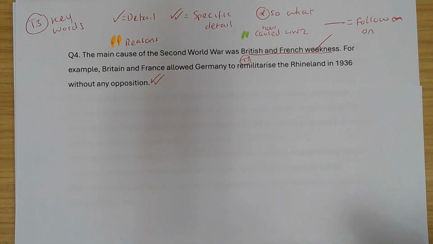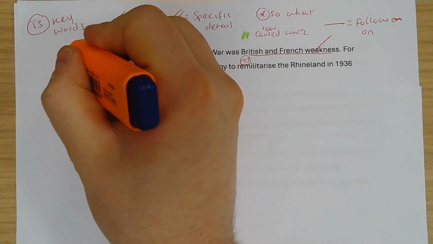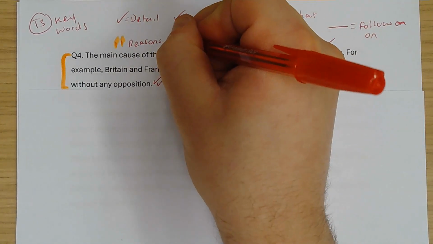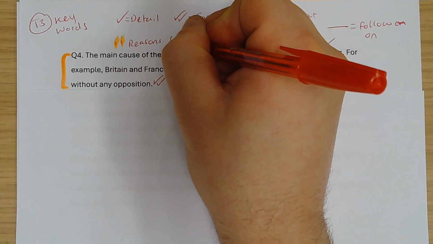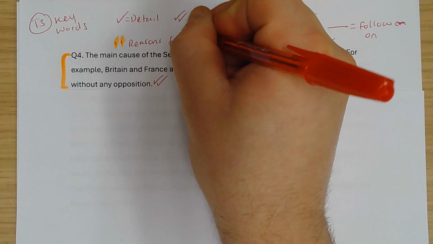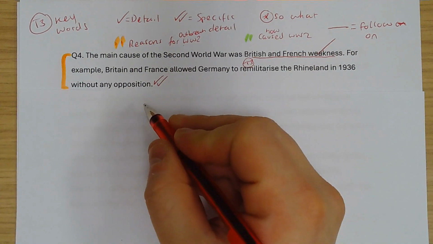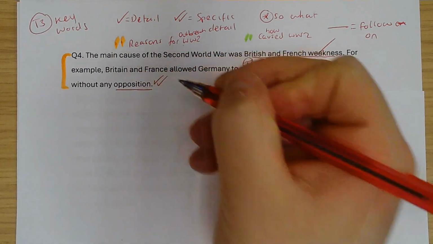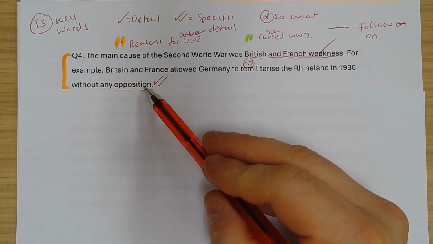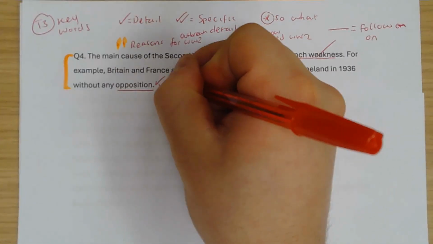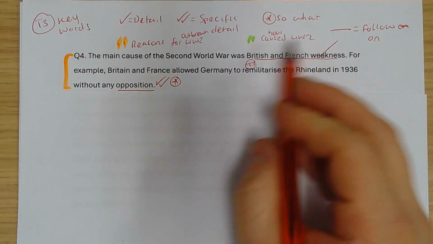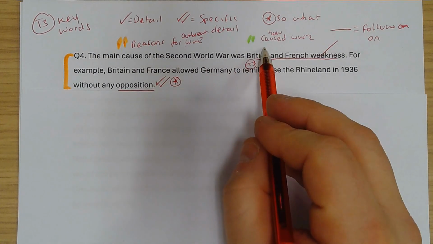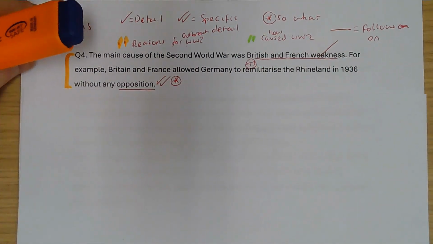So what you'll see here is I have given a reason or a cause of World War II starting, for the outbreak. Now what I need to do is underline something that's important. I've picked opposition. I'm going to say, so what? So what if they invaded the Rhineland without opposition? How did this cause World War II?